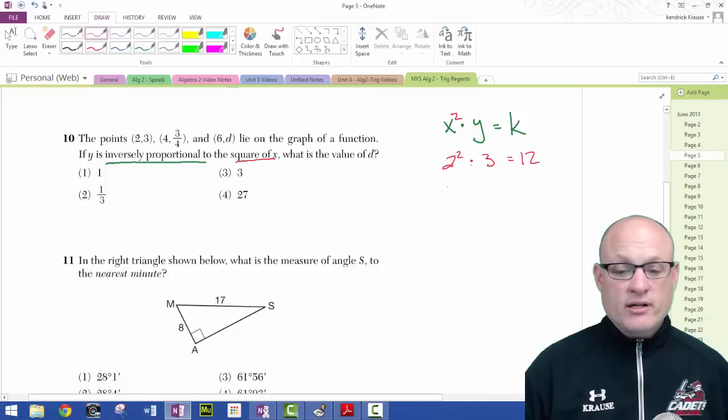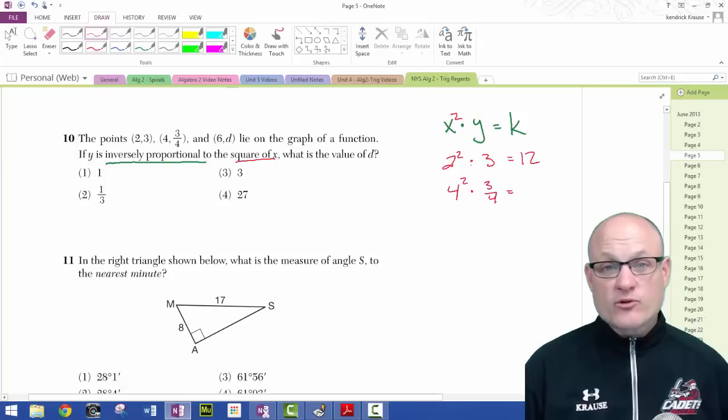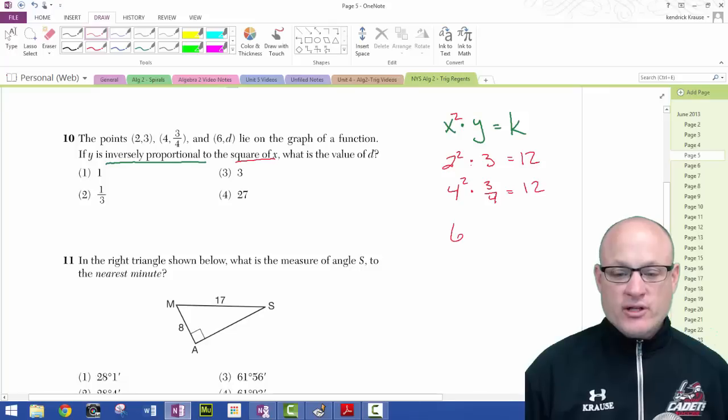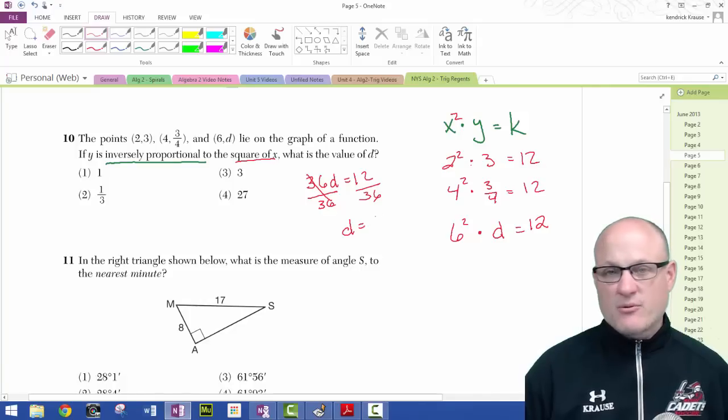In this case, I'm going to get 4 squared times 3 fourths. 4 squared is 16. 16 times 3 fourths. You could use the calculator. I choose not to. Is also equal to 12. So now I'm going to do 6 squared times d. And if they're inversely proportional, they should also equal 12. Well, this is really 36d. So what I have to solve is 36d equals 12. Divide by 36. Divide by 36. And I find out that d is equal to 12 over 36, which is not one of the answers, but this reduces to 1/3. So 1/3 is one of the answers.